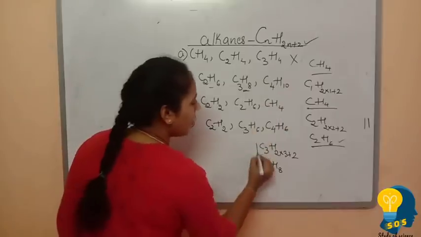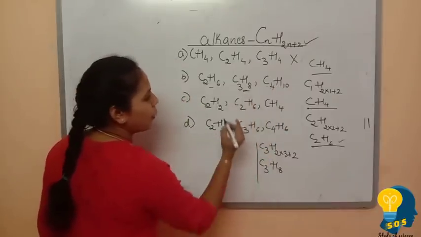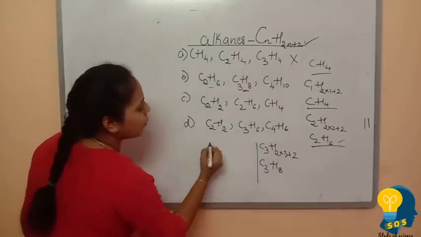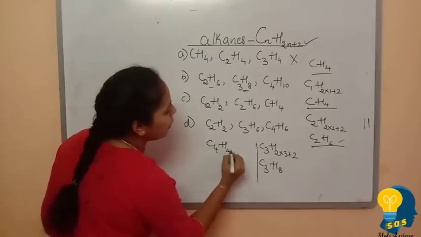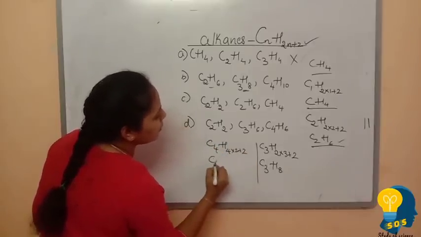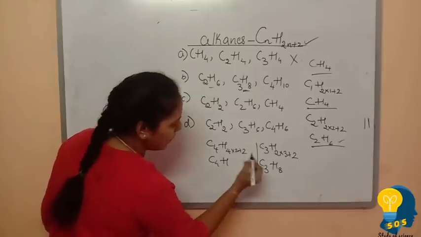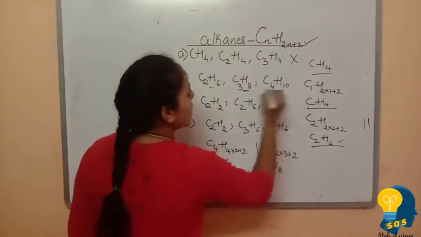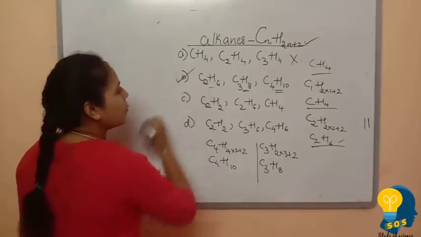Now let us check the third one. C is equals to 4. That means let us substitute N is equals to 4. C4H4 into 2 plus 2. C4H4 2s are 8 plus 2 is 10. So we also got this answer. So right answer is option B we got.